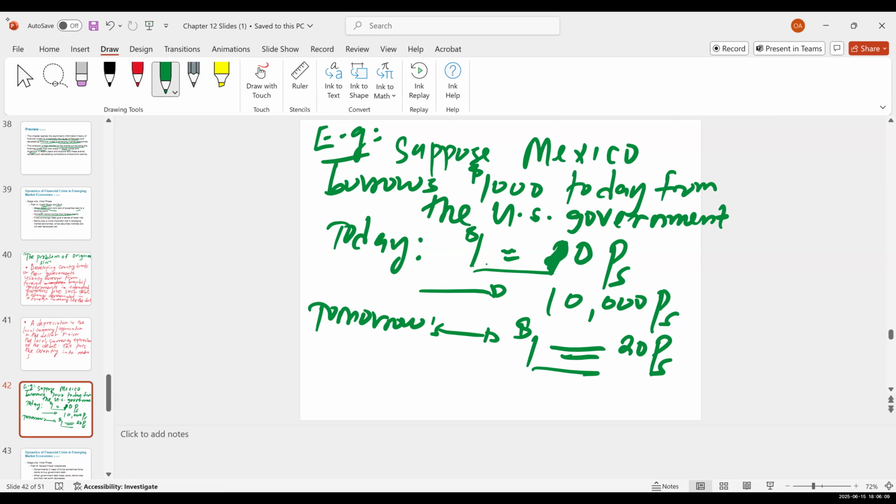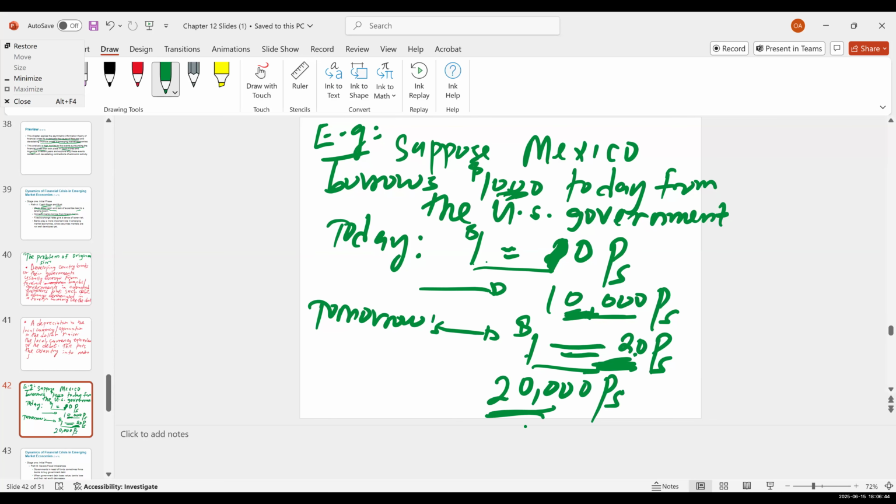So now think about it. Mexico is supposed to pay this debt back to the US tomorrow with interest. Okay? So the question is, I'm just looking at the principal, and I'm not even looking at the interest. So how much does Mexico need to pay? What's the local equivalent of this debt tomorrow, when Mexico has to pay back? What's the local equivalent of $1,000? What is $1,000 in pesos tomorrow? That is, if $1 buys 20 pesos, the $1,000 that Mexico needs to pay to the United States is now worth 20,000 pesos.